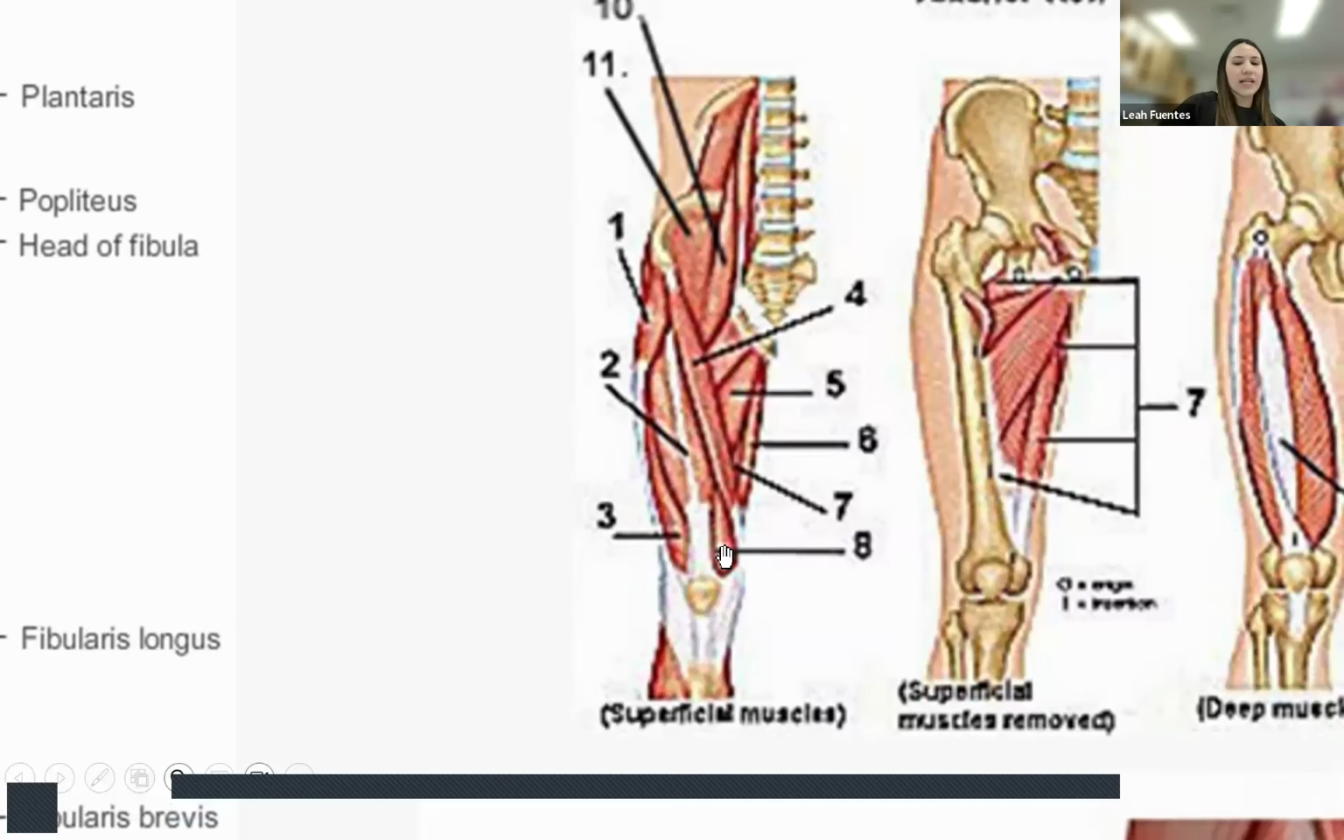Okay, and earlier I lied. I thought this was an 8, but this is a 6. This is going to be your gracilis. So gracilis, and then this is going to be the vastus medialis. You can see it better up there.